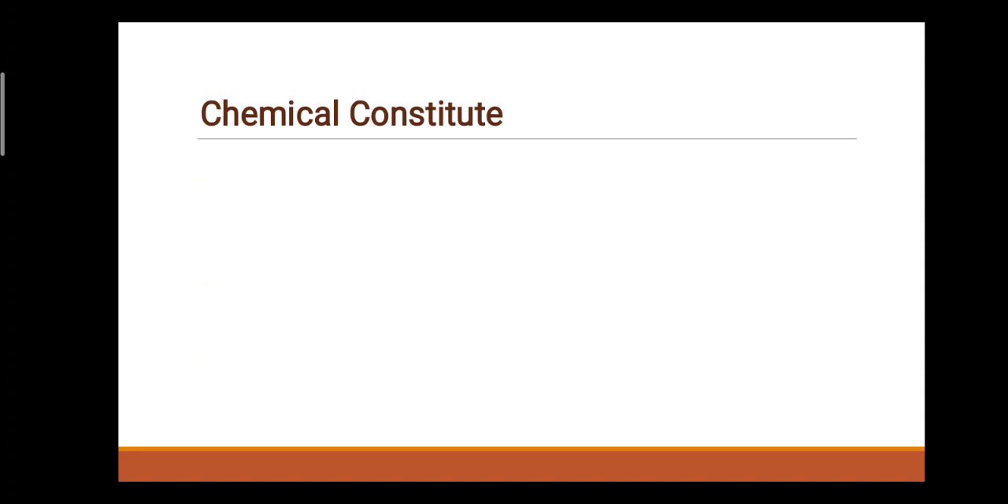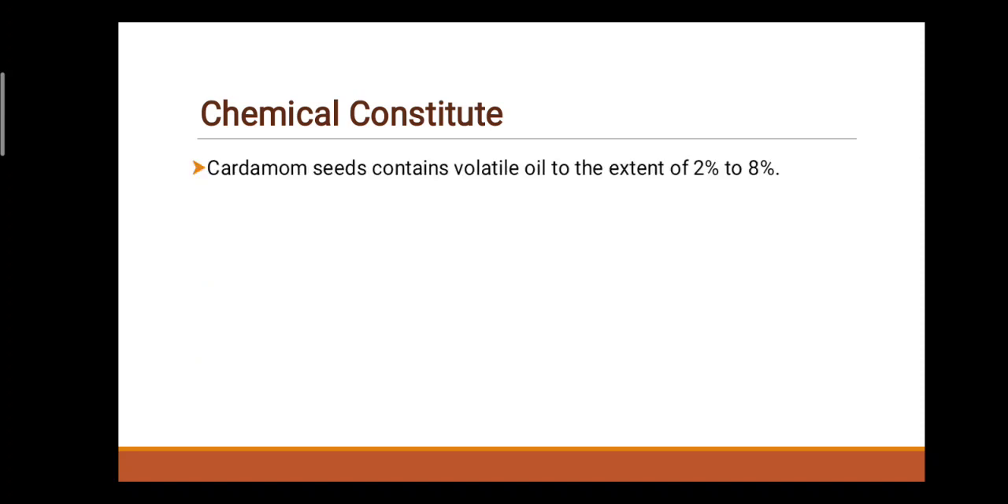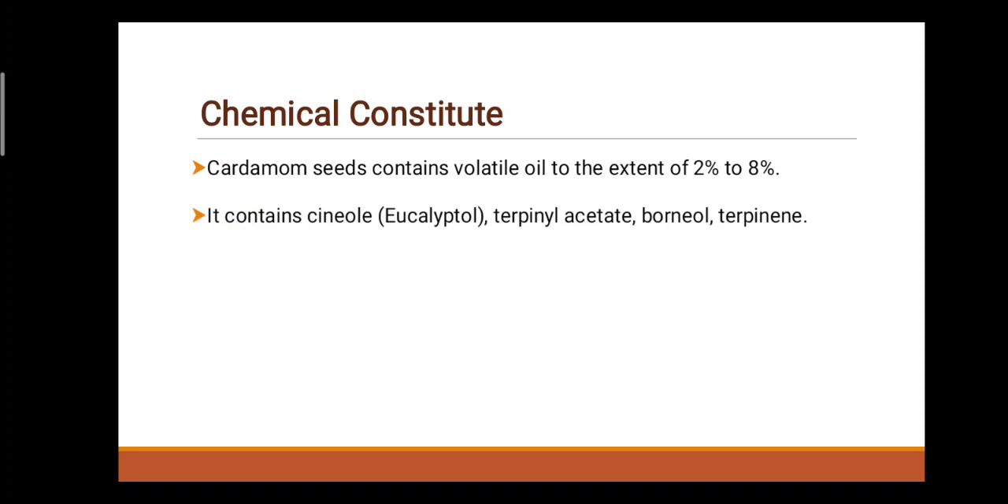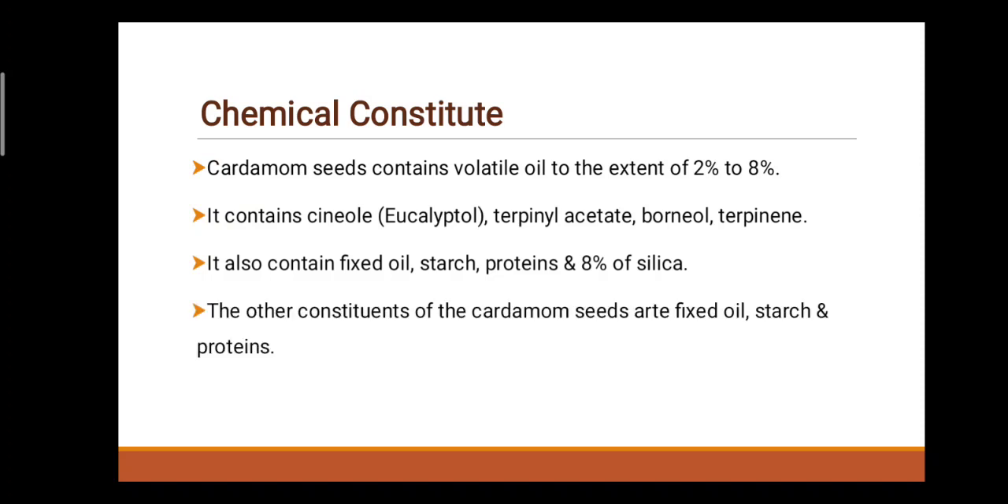Next point, chemical constituents. Cardamom seeds contain volatile oil to the extent of 2% to 8%. It contains cineol (eucalyptol), terpinyl acetate, borneol, terpinene. It also contains fixed oil, starch, proteins and 8% of silica. The other constituents of the cardamom seeds are fixed oil, starch and proteins.